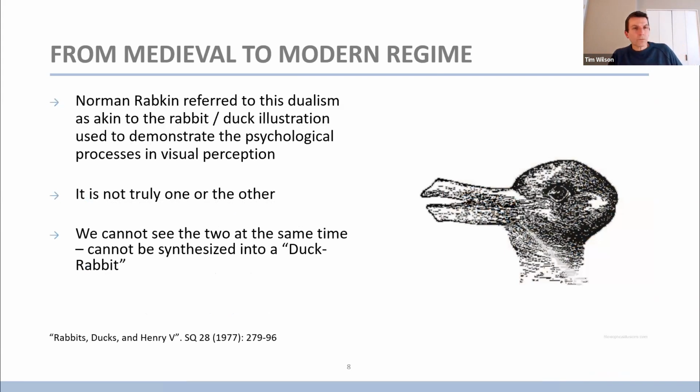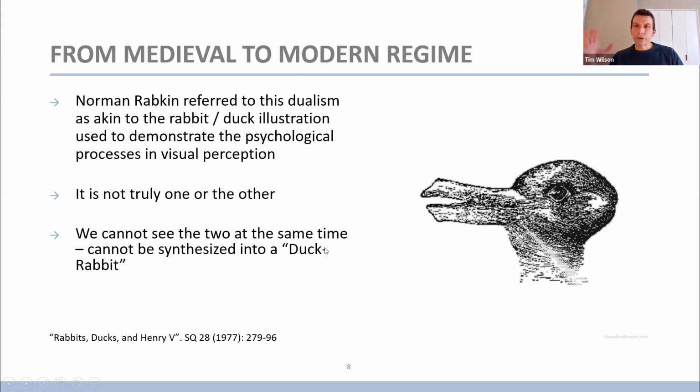And then Norman Rabkin referred to this dualism as akin to this rabbit-duck illustration used to demonstrate psychological processes in visual perception. So as you see on the right, if you see it as a rabbit, this is the eye, and this is the nose, and these are the ears. And if you see this particular diagram as a duck, this is the bill, and this is the eye still, but this would be the back of the head as opposed to the nose, etc.